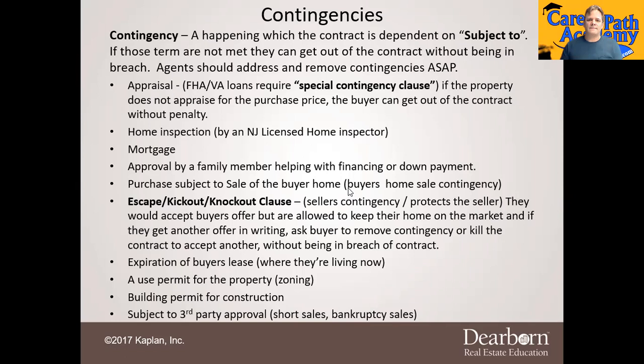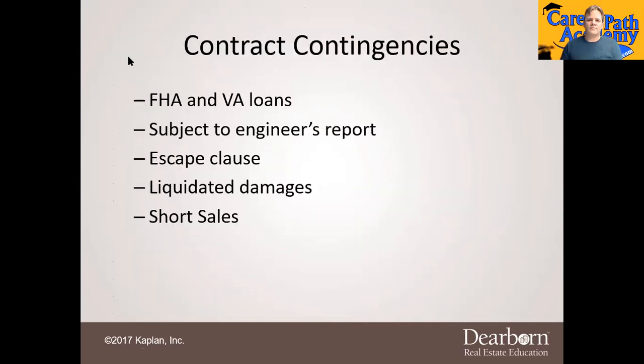All right. Contract contingencies. We have the FHA and VA loans. What's the purpose of that special contingency clause anytime somebody's using an FHA or VA loan to purchase? If that property doesn't appraise for the asking price, in other words, if it's lower, it's not worth what they're asking for, then they could get out of the contract without penalty, right?